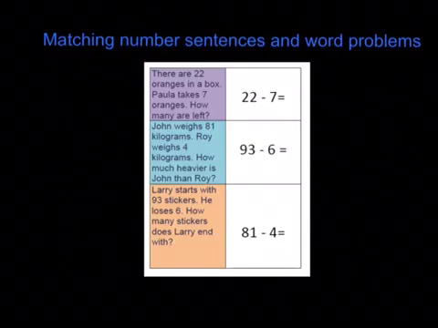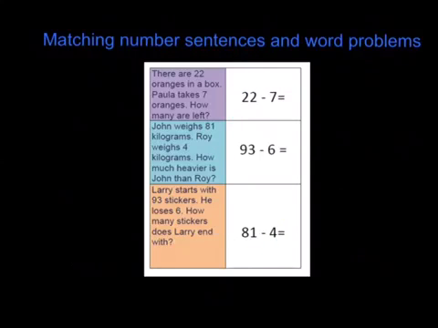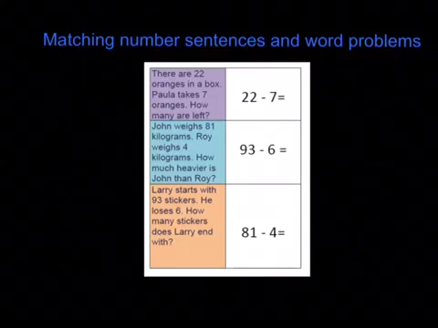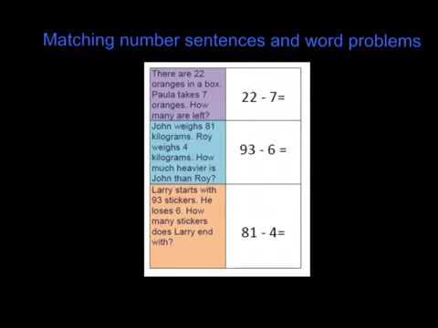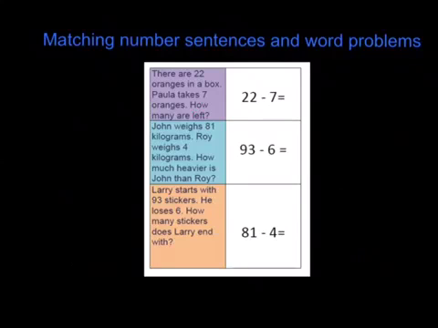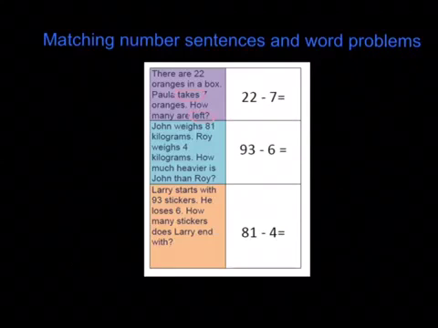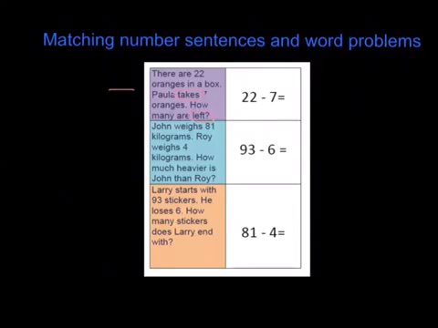Okay, let's have a look at some word problems and see if we can match them to the number sentences here. There are 22 oranges in a box. Paula takes 7 oranges. How many are left? Let's circle the key words in this word problem that tell us what to do. There are 22 oranges in a box. Still don't know what to do yet. Paula takes 7 oranges. Oh, she takes. That's a key word. How many are left? Left, that's another key word.